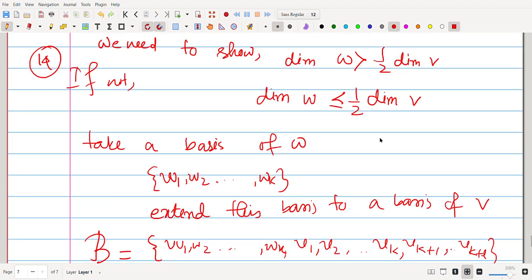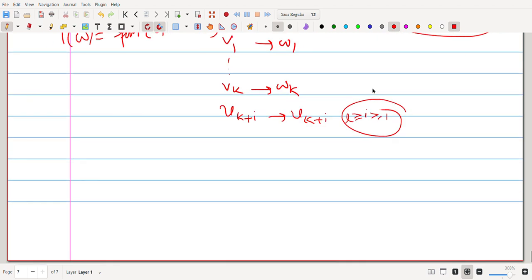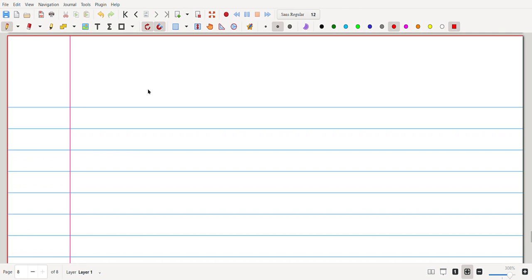So that means if it is less than or equal to half times dimension of V, then I can always construct a linear automorphism T from V to V such that W intersection TW is trivial. Hence this cannot be possible. That's why dimension of W is greater than half times dimension of V. Fine.